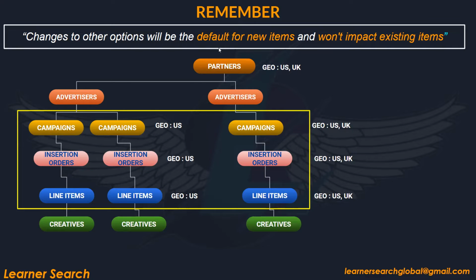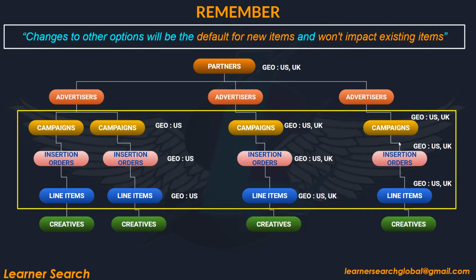Because it is mentioned that changes to other options will be default. So geo is an other option. Changes to other options will be default for new items and won't impact existing items. So existing items are not impacted; only the new one is impacted. Again, whenever I create with the same one, it gets inherited by the new one, whereas the old one will not get inherited. Likewise, the targeting works at a partner level.